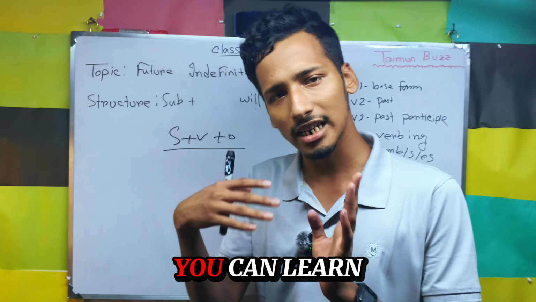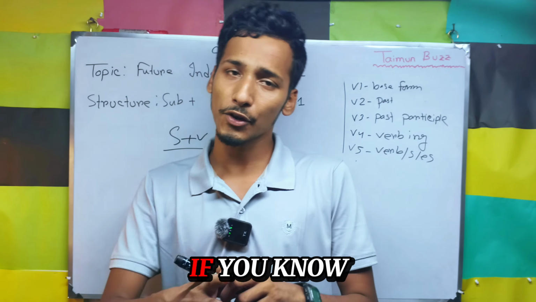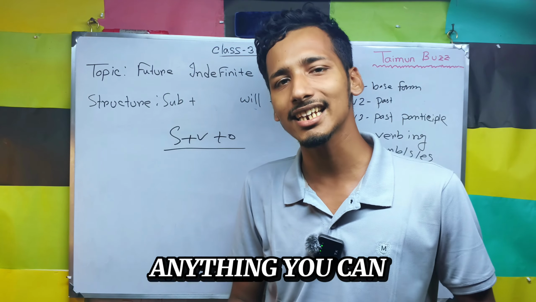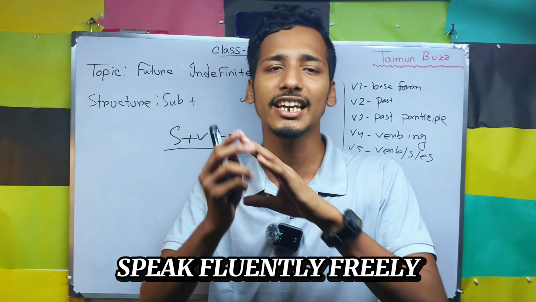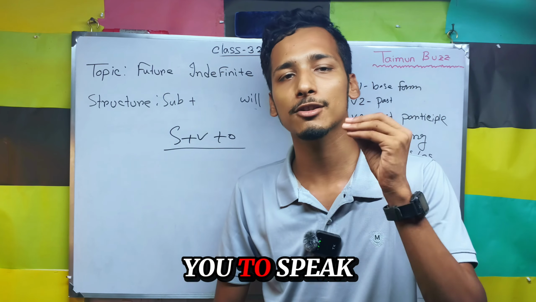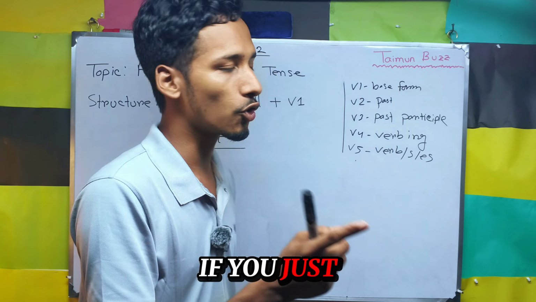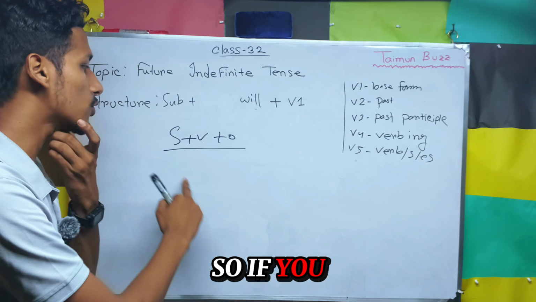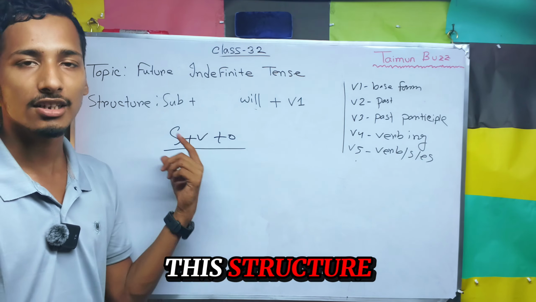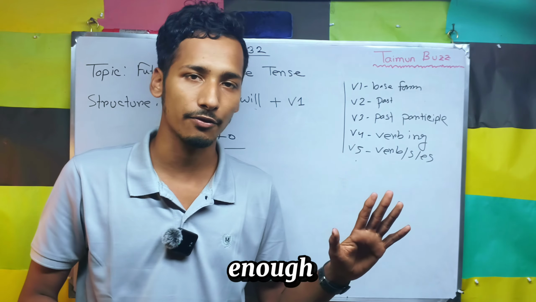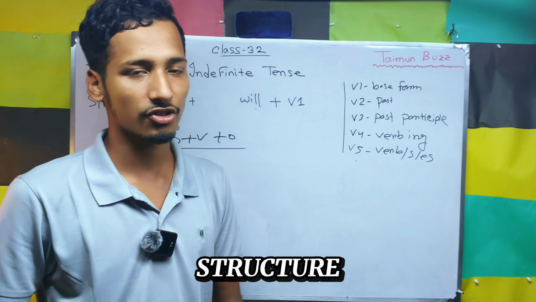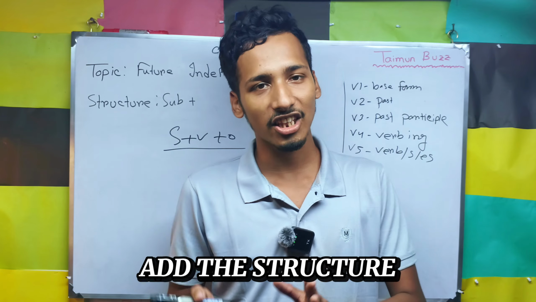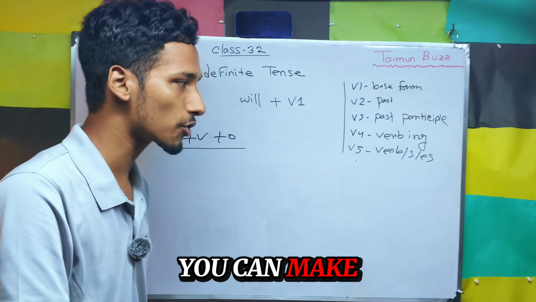After learning tense, you can learn what is parts of speech. If you know just these two things, you can learn anything. You can speak fluently, freely, naturally. Nothing can stop you from speaking English fluently if you just know what is parts of speech and what is tense. So if you only know this structure, subject, verb, object, it is not enough. You have to know past indefinite structure, future indefinite structure, present indefinite structure. If you just add the structure in a sentence, you can make lots of sentences.